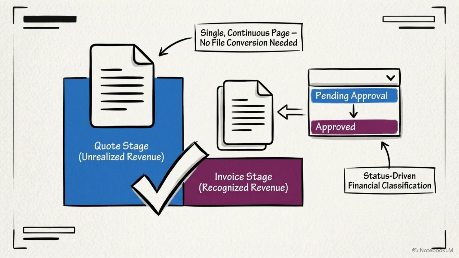Once approved, we engage the software's central mechanic, the status dropdown. In Printavo, quotes and invoices are the exact same document, categorized solely by their current status. Moving from quote to invoice is simply a matter of changing this dropdown.